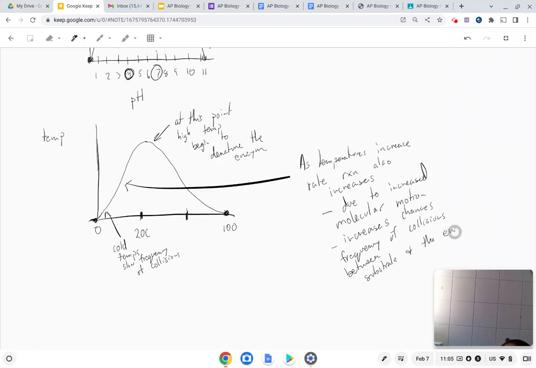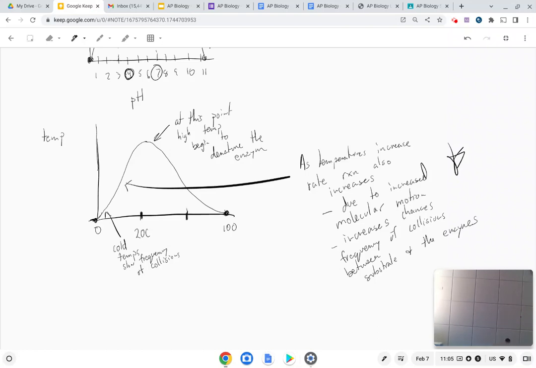So the enzyme and the substrate, they have to connect with each other, and they only do so randomly. Just picture them as zipping all around and bumping into each other. And the faster they're moving, the more likely they are to bump into each other and react. So that's kind of the reason for this general trend of increasing temperature increases the rate of reaction.